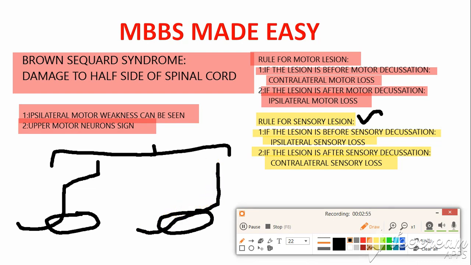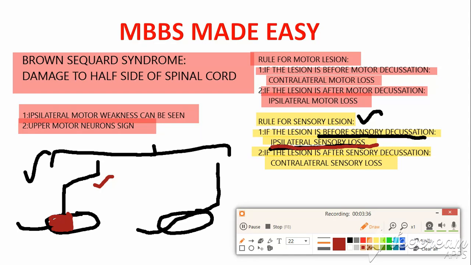Now read point number 1. It illustrates that if the lesion is before sensory decussation, you will see ipsilateral sensory loss. This point number 1 is typical for the dorsal column pathway, in which the lesion is at the level of the spinal cord. Okay, meaning the lesion is before decussation, because decussation occurs at the brainstem level. So you will see ipsilateral loss of sensation of the dorsal column pathway. And what are the sensations of the dorsal column pathway? The sensations of the dorsal column pathway are vibration and proprioception.